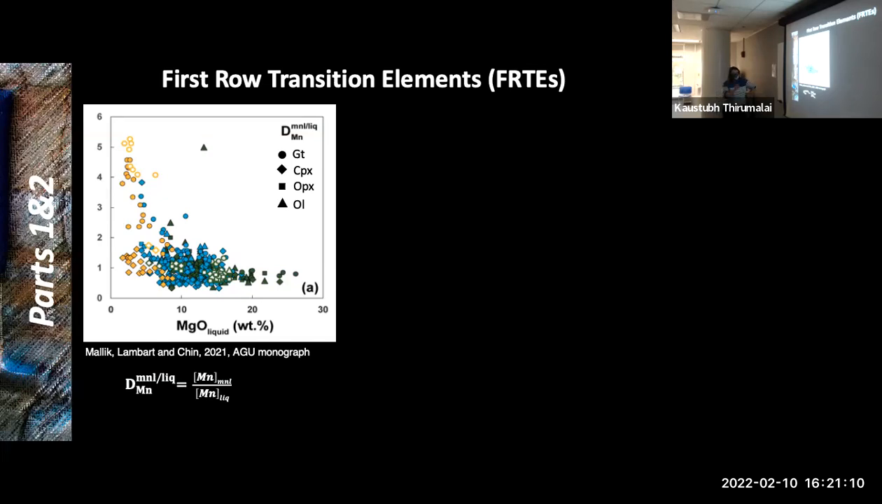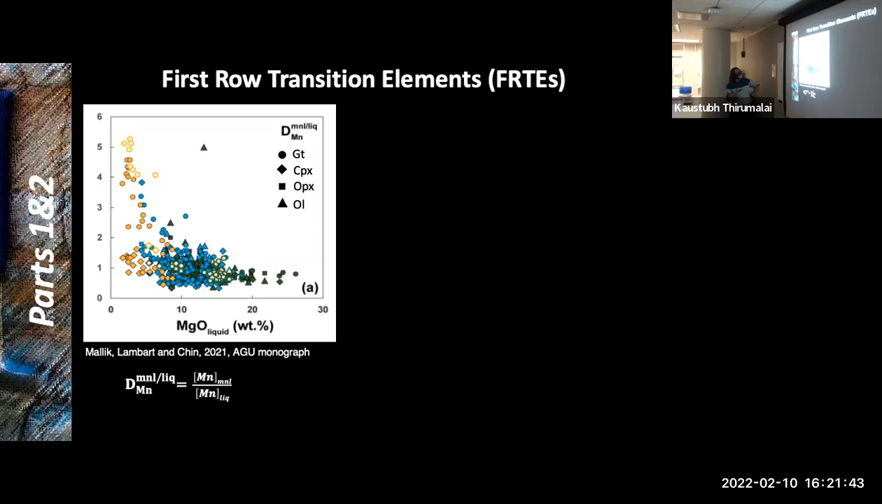This figure presents the partition coefficient for manganese as a function of the magnesium content in the liquid. This is a paper led by Anania, by the way. And so what those represent are experimental melts. And each symbol corresponds to a different phase, and each color corresponds to a different lithology. Let's not focus on the lithology so much yet. Let's focus on the phase, so on the symbols.